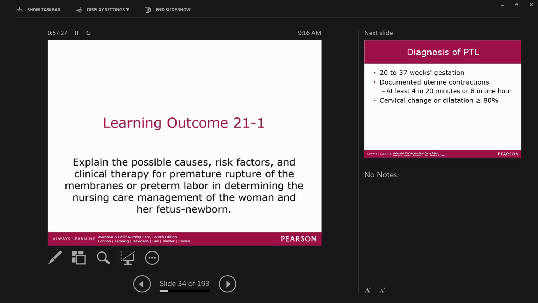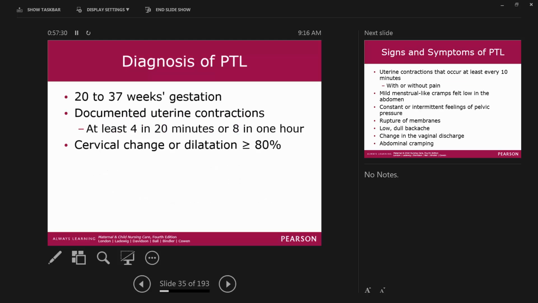Okay, let's go on to some fun stuff. Preterm labor, as you guys can remember, is any labor after 20 weeks, because if it's before 20 weeks, what is it? Abortion. To 37 weeks. Okay. Someone who we think is in real preterm labor, they have at least 4 contractions in 20 minutes. And this says cervical change or dilation greater than 80%. Okay, so that's an exam question.